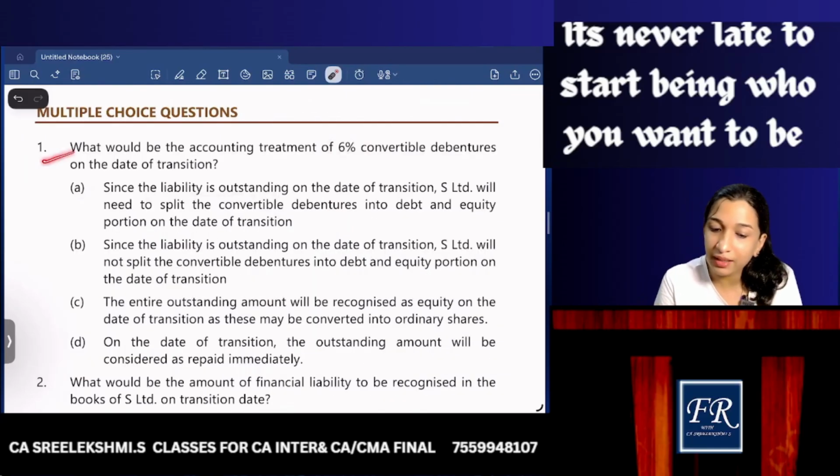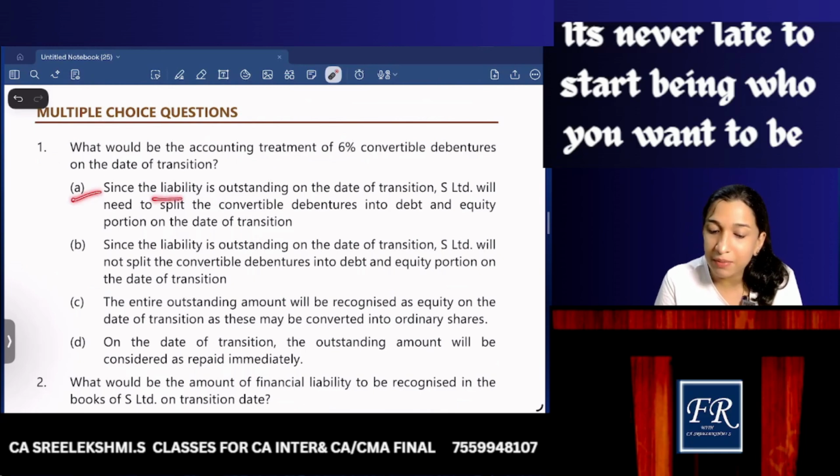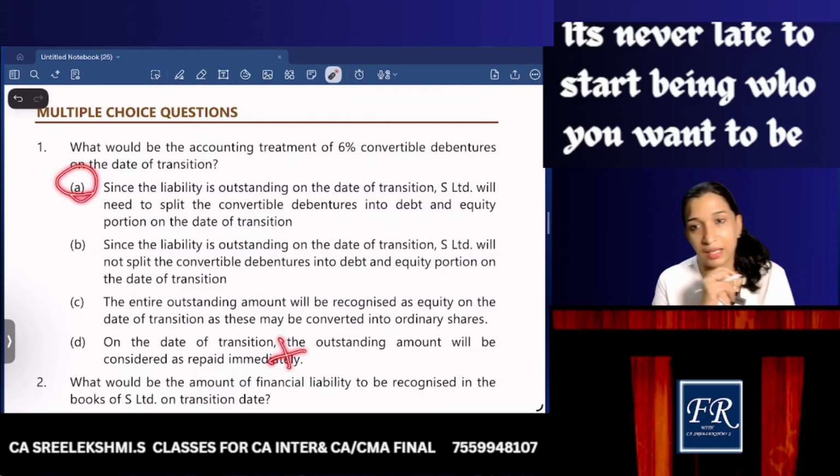So what would be the accounting treatment of 6% debentures on the date of transition? Since the liability is outstanding on the date of transition, S Limited will need to split the debentures into debt and equity portion. Okay. Since the liability is outstanding, S Limited need not split. Wrong. The entire amount will be recognized as equity. Wrong. The outstanding will be considered as repay. No. So option A is the correct answer.